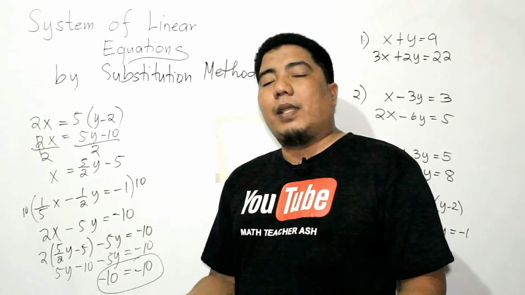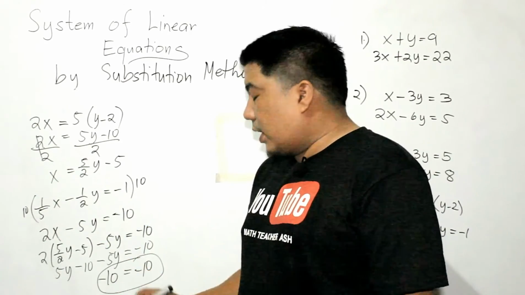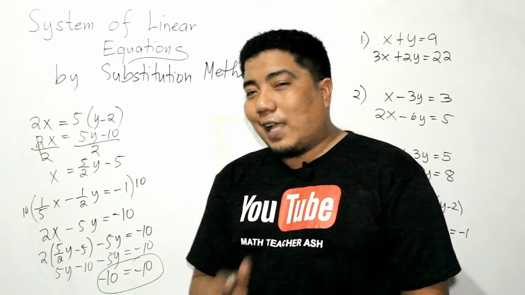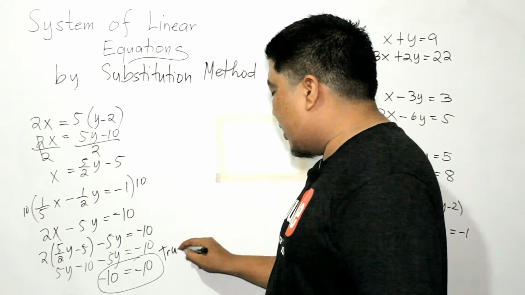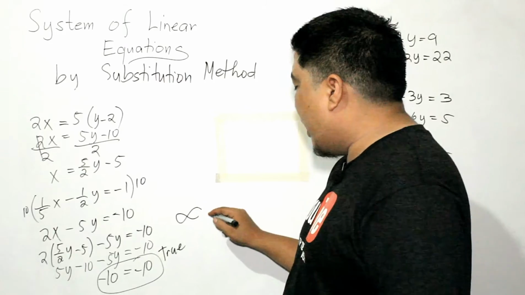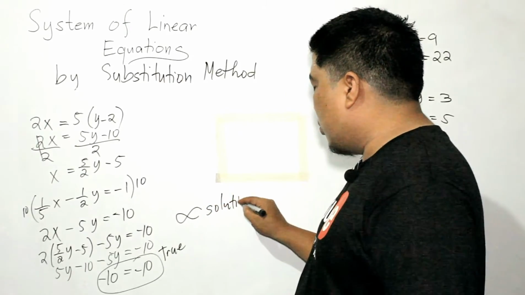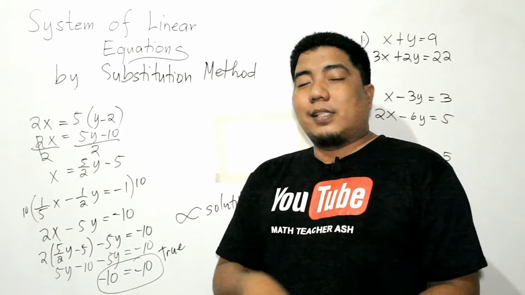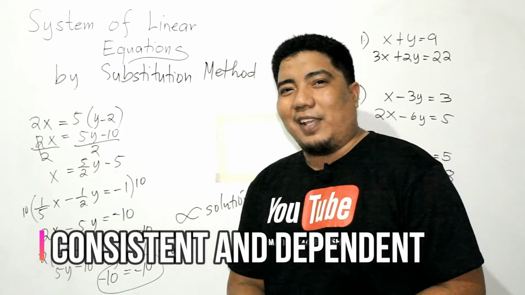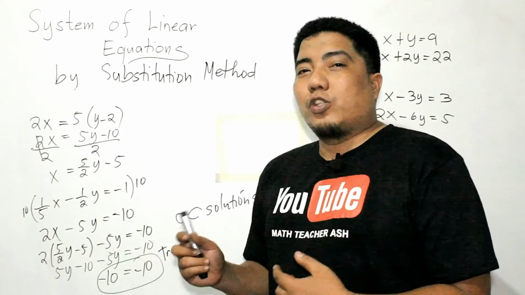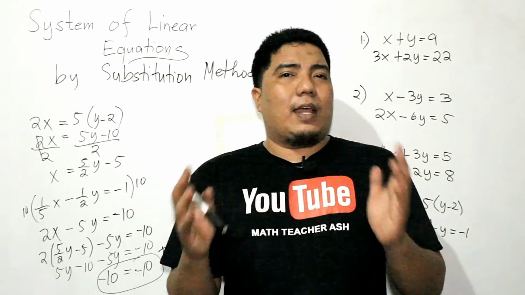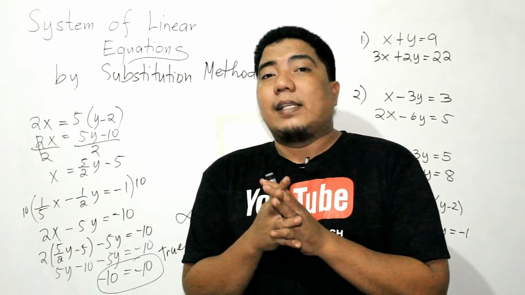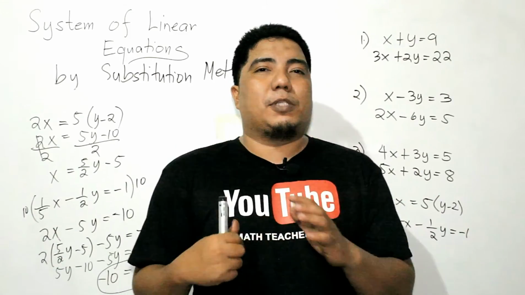Now, my variables are eliminated, therefore, I'll just need to consider this one. Now, what is this statement? Is this true or false? Negative 10 is equal to negative 10. Of course, that is true. And if it is true, then we have infinite solutions. Meaning that the nature of our system is consistent and dependent. Easy, right? So now, I hope you have learned a lot of things on how to solve system of linear equation using the substitution method.